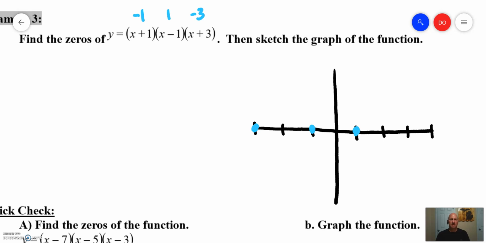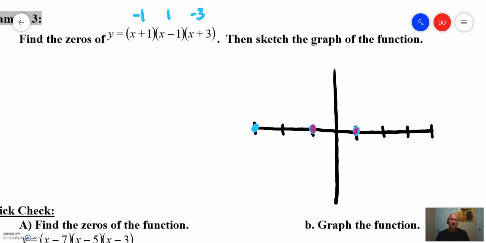Is there a peak there? Is there a valley there? What's going on between them? The simplest way to find out is to pick a value and plug it into your function. First I want to find what's happening between these two zeros right here. Does the graph curve up? Does it curve down? The easiest way to do that is to pick a value like 0. Notice how 0 is directly in between these two zeros.